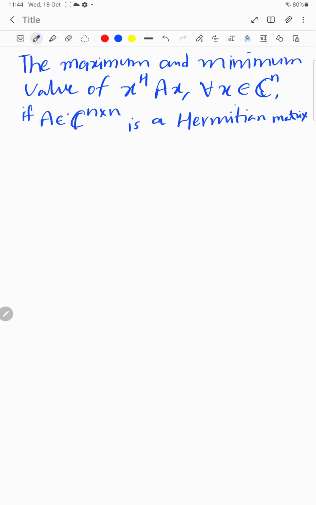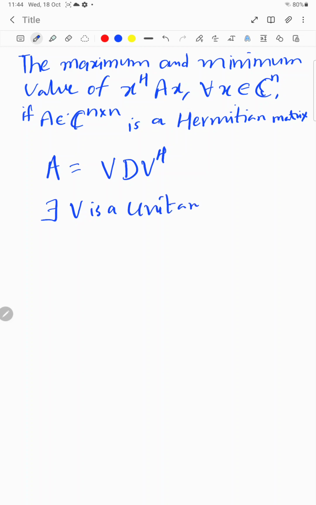For this we will use the property of the Hermitian matrix. If matrix A is Hermitian, it can be written as V D V Hermitian. So there exists a unitary matrix V such that we can write A as V D V Hermitian, where V is the unitary matrix. By unitary matrix we mean V V Hermitian is equal to I and V Hermitian V is equal to I. For real matrices, equivalently, it's an orthogonal matrix.